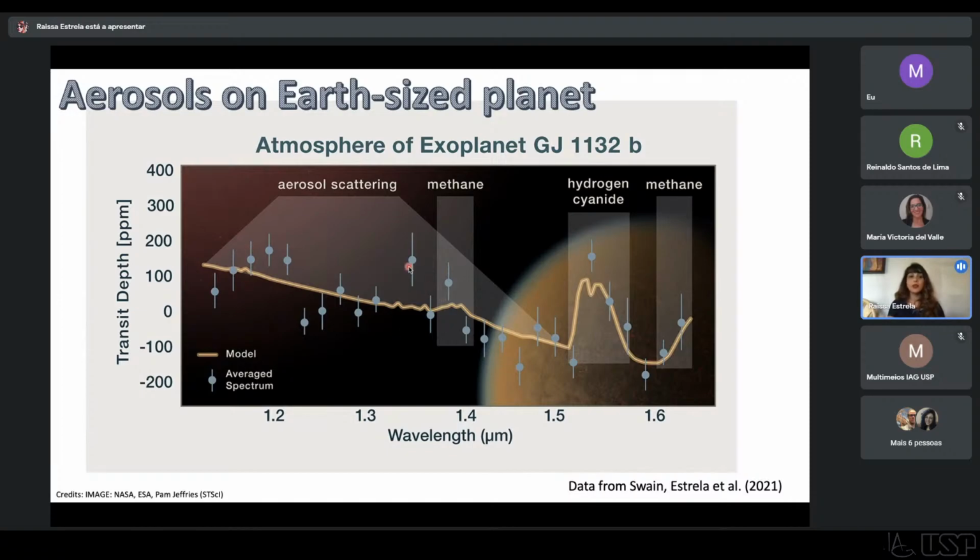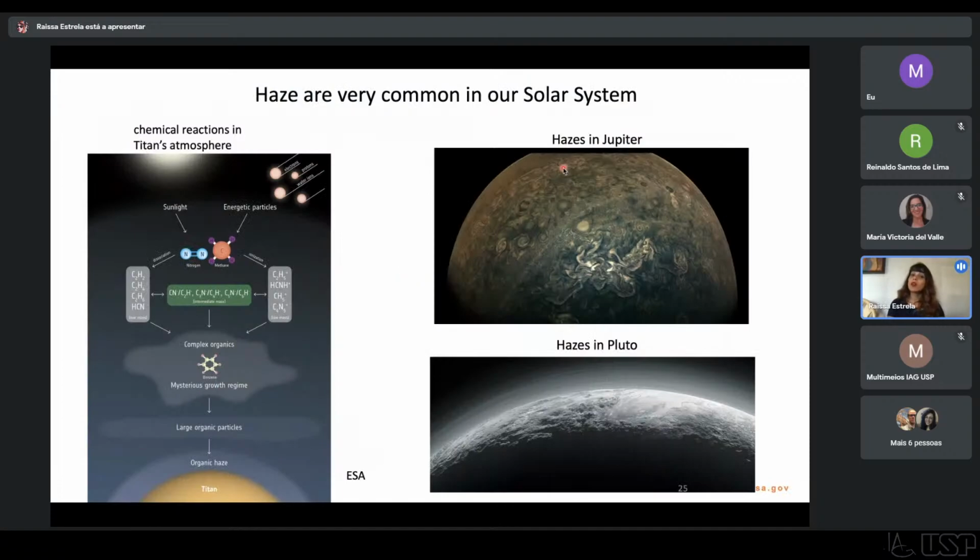So aerosol scattering is also known as haze. And haze is very common in our solar system as well. We see haze in the gaseous planets like Jupiter. We see haze also in the dwarf planet Pluto. There is this beautiful image taken with the New Horizons mission that shows this smooth layer of haze in Pluto. And even Titan is very hazy. It also has this organic chain of haze.